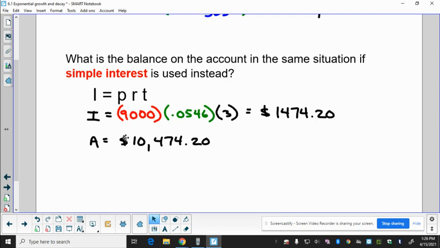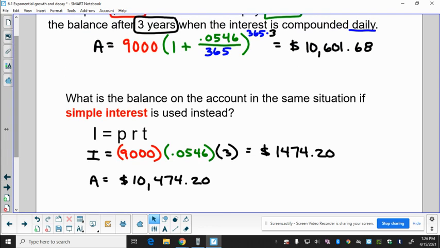Now let's make a comparison here between those two amounts so that we can determine the difference between these types of interest. So we can see the compounding gives us a much larger amount within a 3-year period. So if you have the opportunity to invest in different ways, I would definitely go with compounding interest over simple interest. Simple interest is more like linear growth as compared to exponential growth.